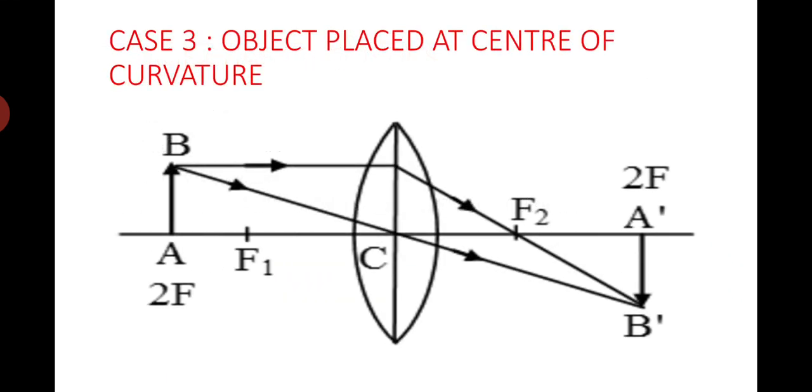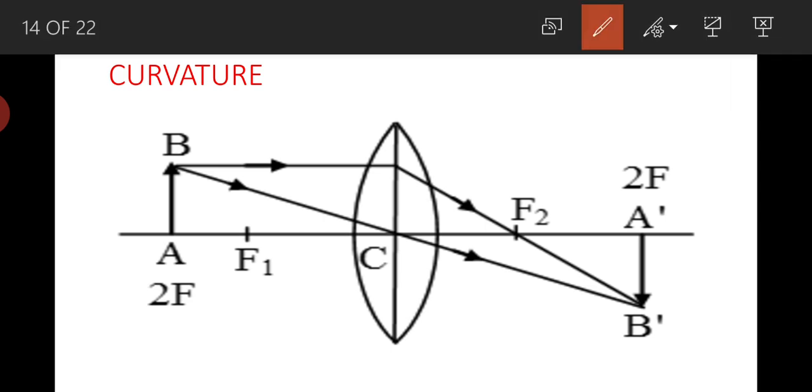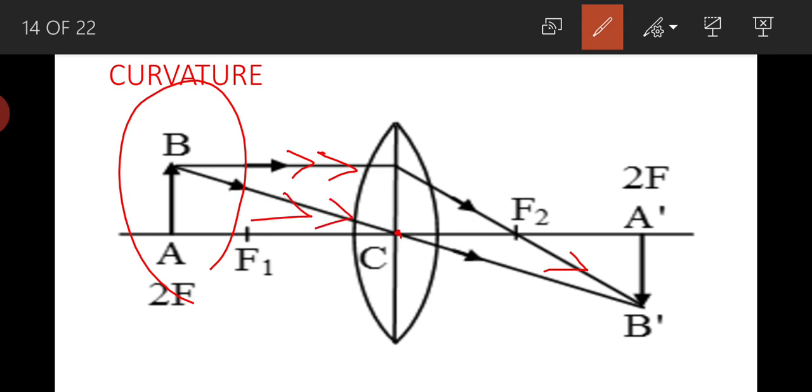And next, case 3, object placed at center of curvature. When object is placed at center of curvature, again we are going to use two light rays. One is light ray which is moving parallel to principal axis. After passing through lens, it will pass through focus. And another one is light ray which is moving through the optic center. It will go straight without any deviation, and these two light rays are meeting exactly at 2f.